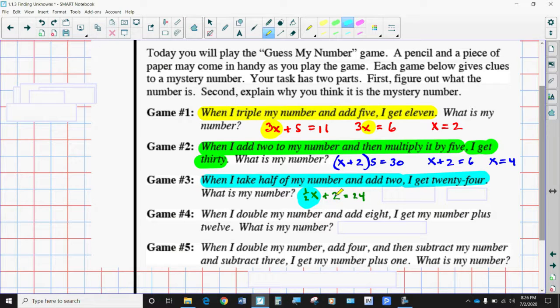This number plus 2 is 24, so doesn't that mean that 1/2 of x has to be equal to 22? Since 22 plus 2 is 24. So I'm going to rewrite this as 1/2 of x is equal to 22. And now, what number do you take half of to get 22 for an answer?